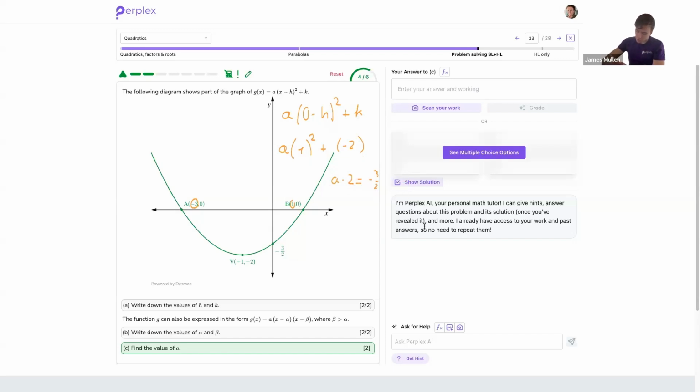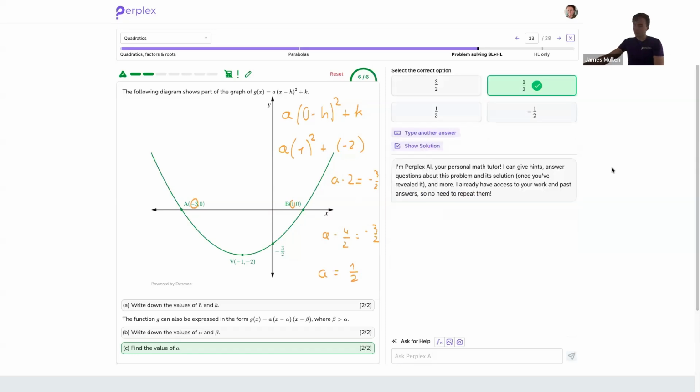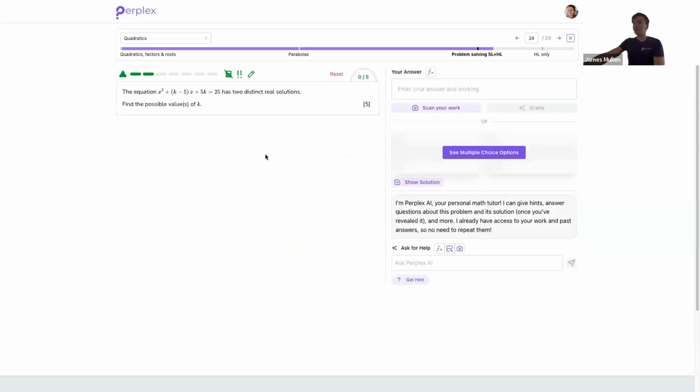And 2 is 4/2. So a minus 4/2 is equal to -3/2. A is equal to 1/2. Let's see the multiple choice options. 1/2. All right, moving on to something a little bit harder.